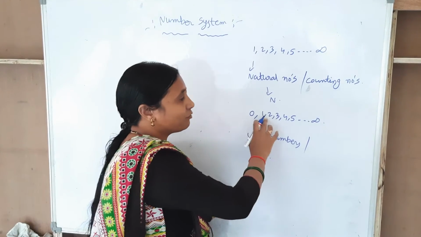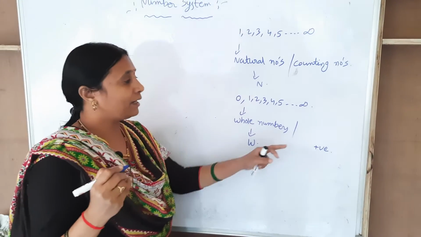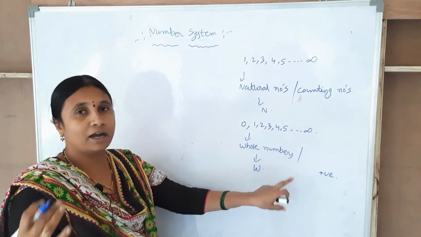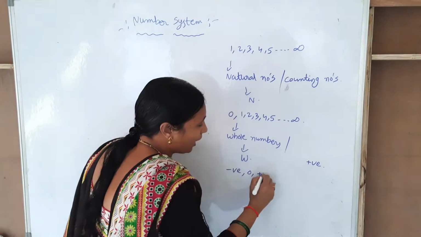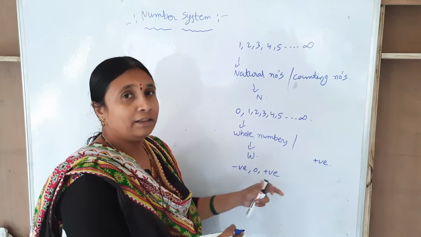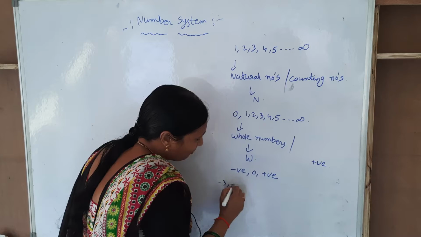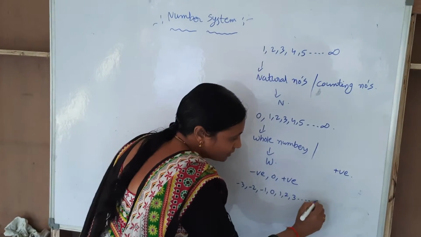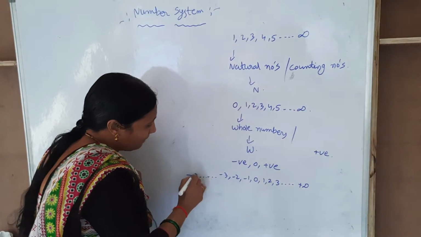Next, these numbers 1, 2, 3, 4, 5 are called the positive numbers. If a number system includes negative numbers, 0 and positive numbers, then those numbers are called the integers. Minus 3, minus 2, minus 1, 0, 1, 2, 3, and so on. This side is plus infinity, and for the negative numbers, this is minus infinity.